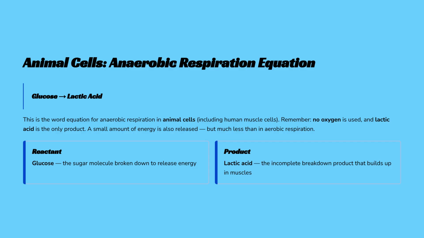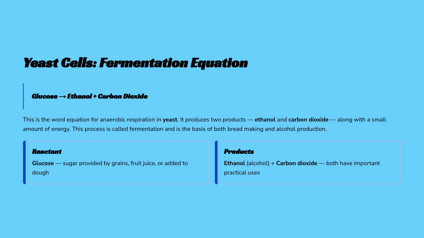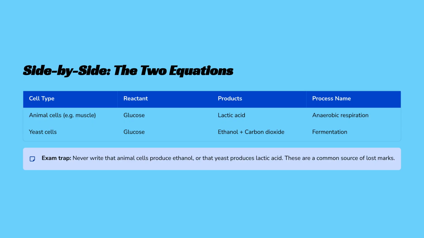In Chapter 6, we conclude by emphasizing the importance of committing these word equations to memory for your upcoming assessments. This slide outlines the word equation for anaerobic respiration in animal cells. Note that glucose is broken down into lactic acid, a process that occurs without oxygen and releases only a small amount of energy. In yeast, the process is called fermentation. The equation differs from animal cells, as yeast produces ethanol and carbon dioxide alongside energy, which is essential for baking and brewing. This comparison highlights the core differences between respiration in animals and yeast. Remember, never confuse the products. Writing the wrong one is a common way to lose marks in exams.